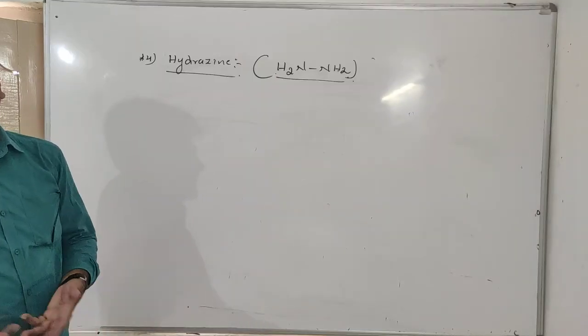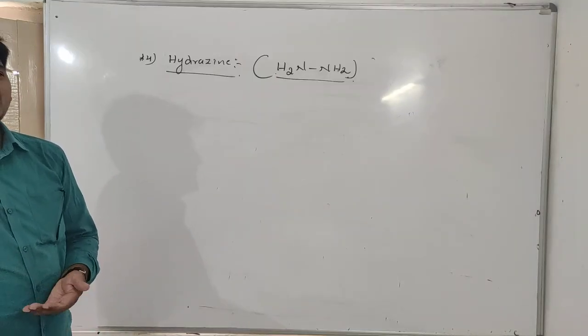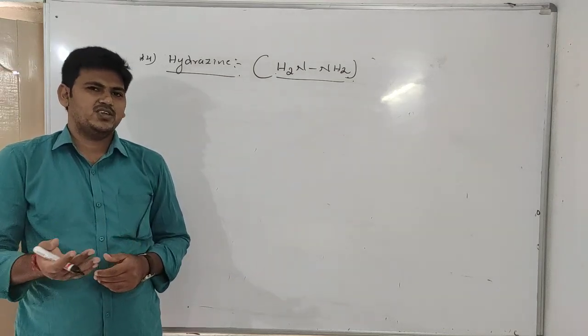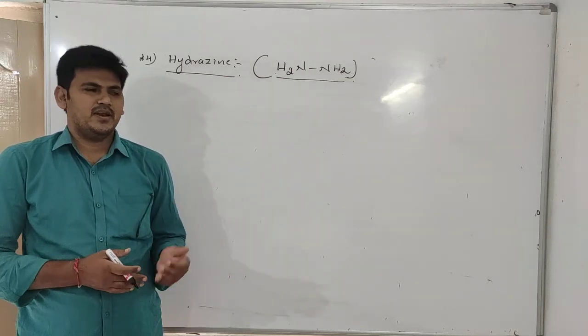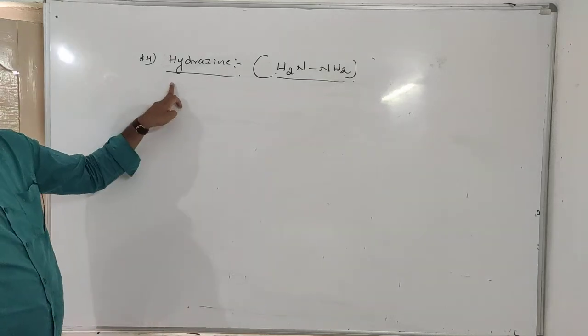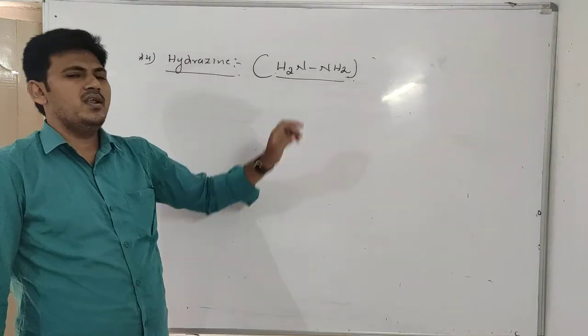So first one, hydrogen cyanide, sodium bisulfite, hydroxylamine. Hydrogen cyanide products are cyanohydrins, sodium bisulfite gives addition products, and the third one, hydroxylamine, gives oximes: aldoxime, ketoxime. And the next one is hydrazine, formula H2N-NH2.